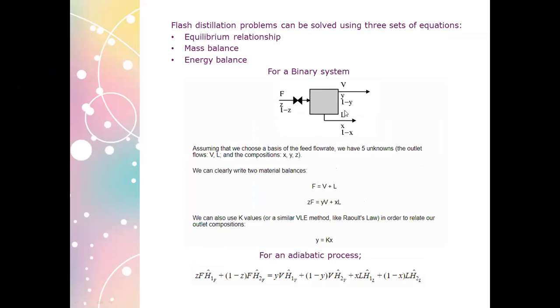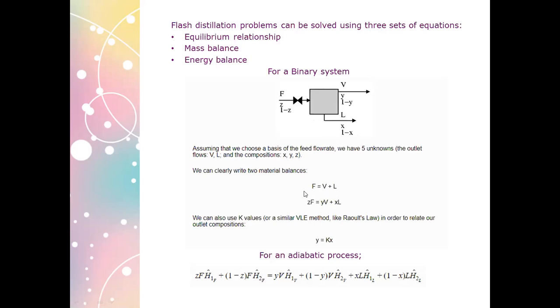So if this is a very simple representation of our flash evaporator, you have the F as the feed, V as the vapor, and L as the liquid. And you have the Z, Y, and X as the mole fraction or the mass fraction, whatever is provided by the problem, of each of these streams respectively.